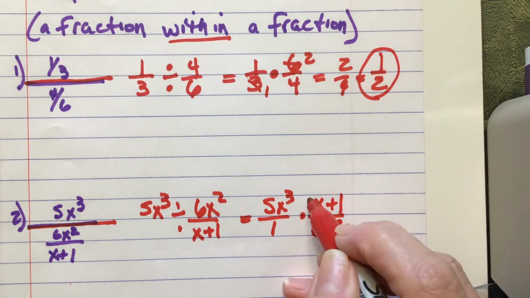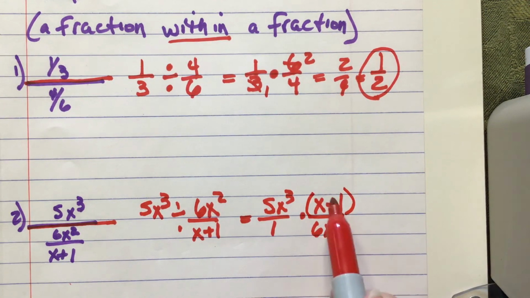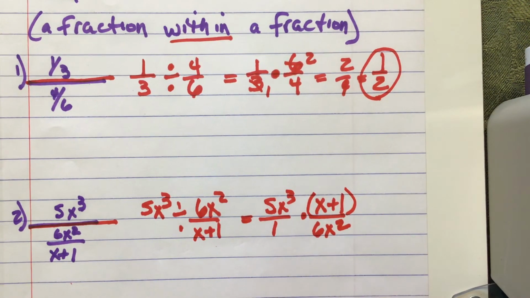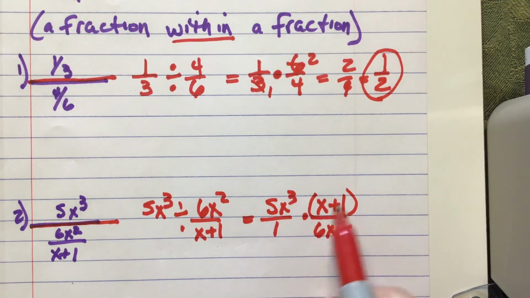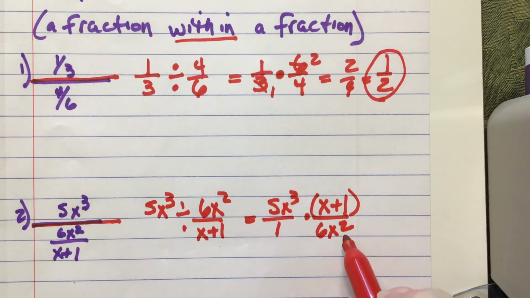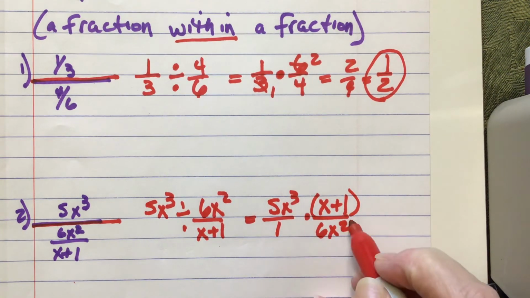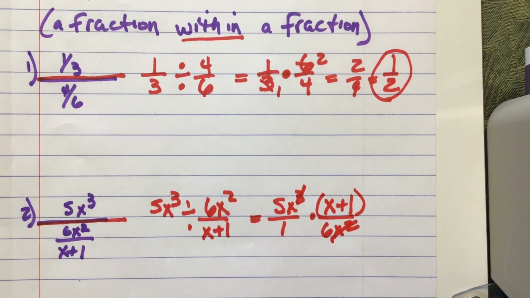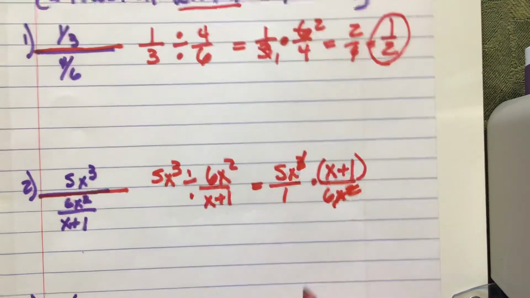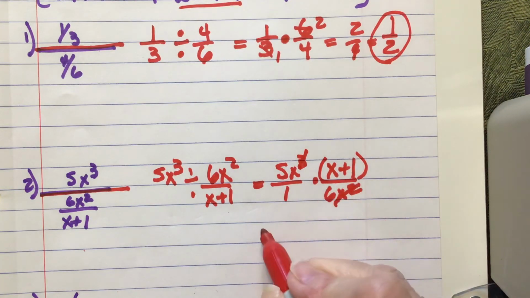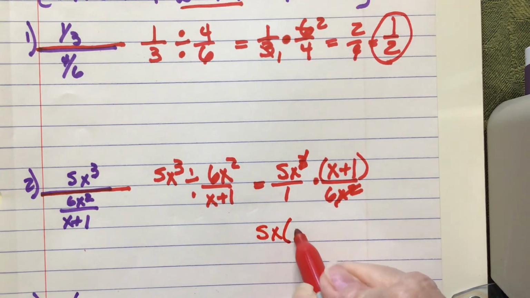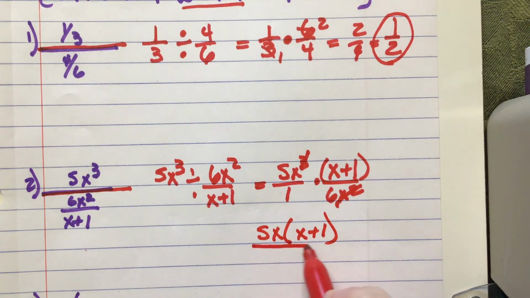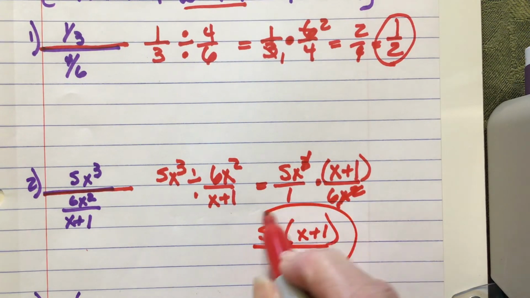I'm going to add parentheses here because over each fraction, top and bottom, we actually can add parentheses if that helps us. That reminds me to keep the x plus 1 together. So I have 6x squared and 5x to the 3rd, so my x squared goes into here 5x times. And I can't see anything else that can be reduced, so 5x is what's left on the numerator times x plus 1, and what's left in the denominator is just 6 times 1, which is 6.